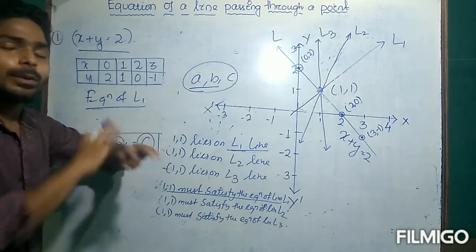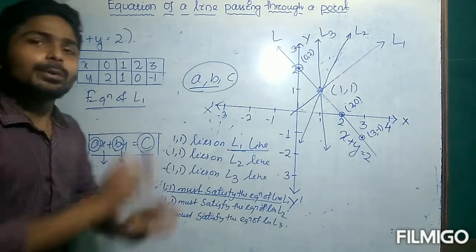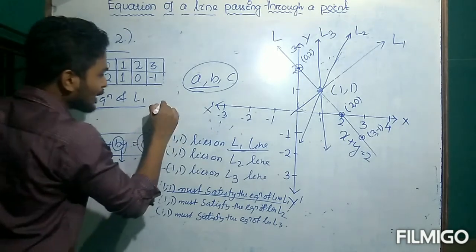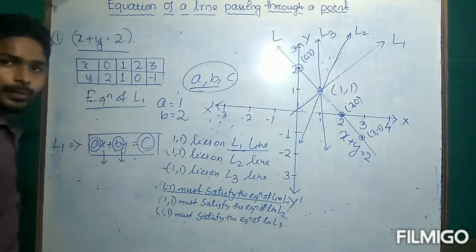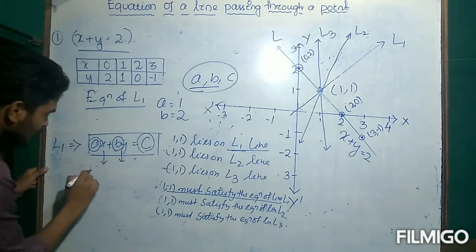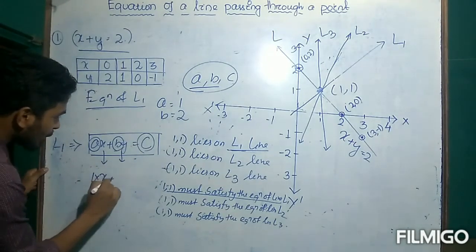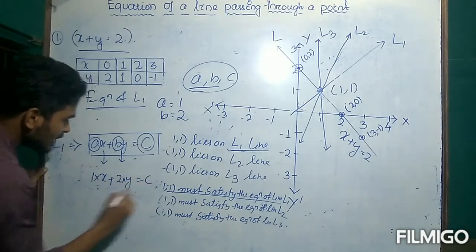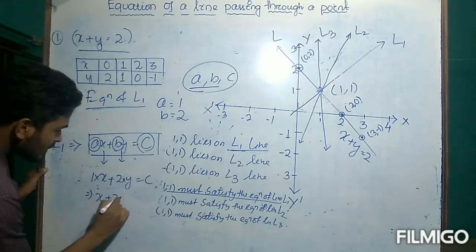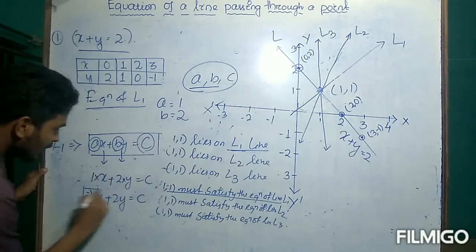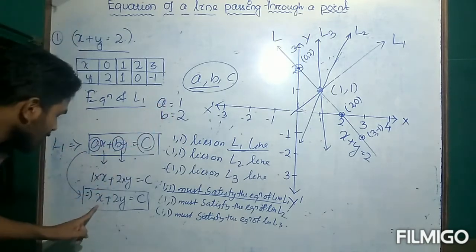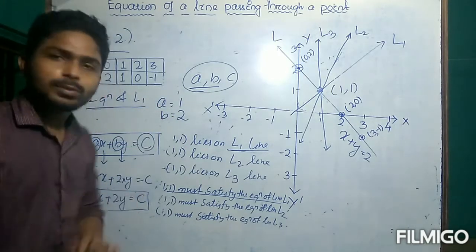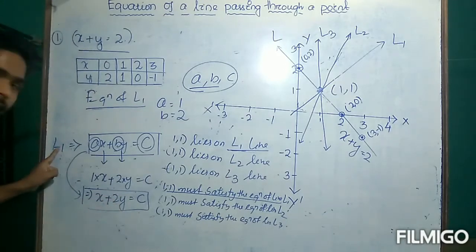In the place of a, you can put any value. In the place of b, you can put any value. Suppose someone puts a to be 1 and b to be 2. Now the equation will be 1 into x plus 2 into y is equal to c, that is x plus 2y is equal to c. After putting a to be 1 and b to be 2, we get x plus 2y is equal to c. Now this equation is a linear equation in two variables for the line L1.